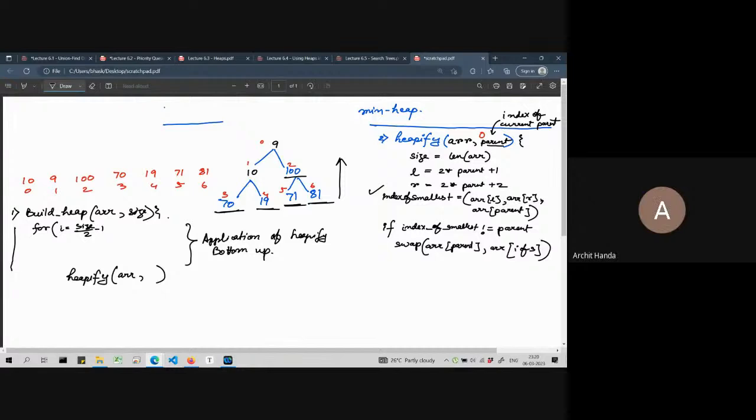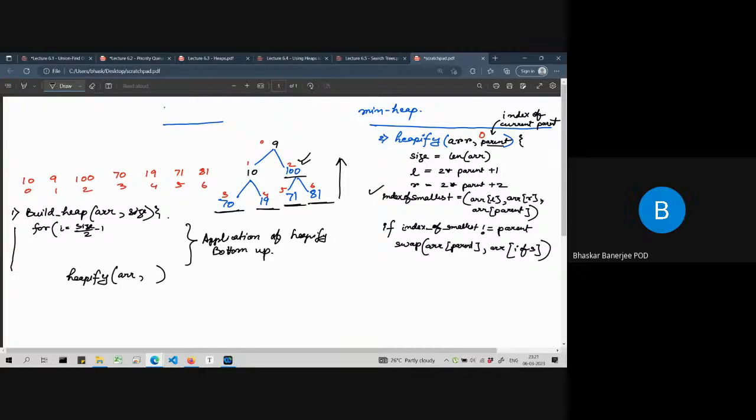Okay, let us check that. As of now, how many elements do I have? Obviously, I have 7 elements, right? So 7 by 2 is 3.5, minus 1, that is 2, so 0, 1, 2. So it's working. Now if I would have 5 elements, that means I would have had 6 elements. So 6 by 2 is 3, minus 1 is 2. Fine. Correct. I confused between index and size. Corrected. So it's working.